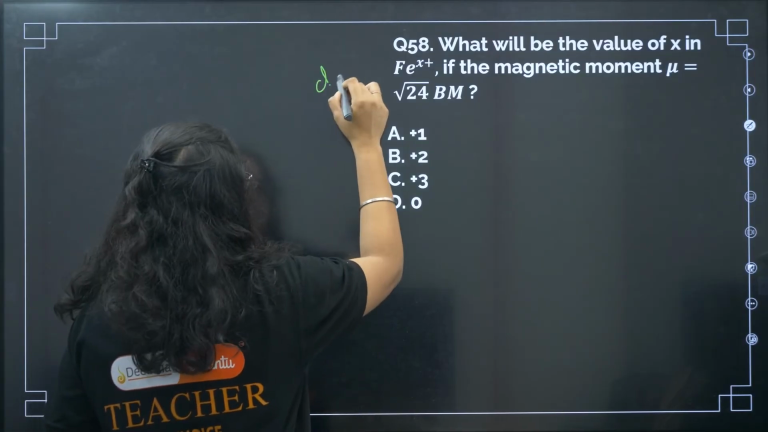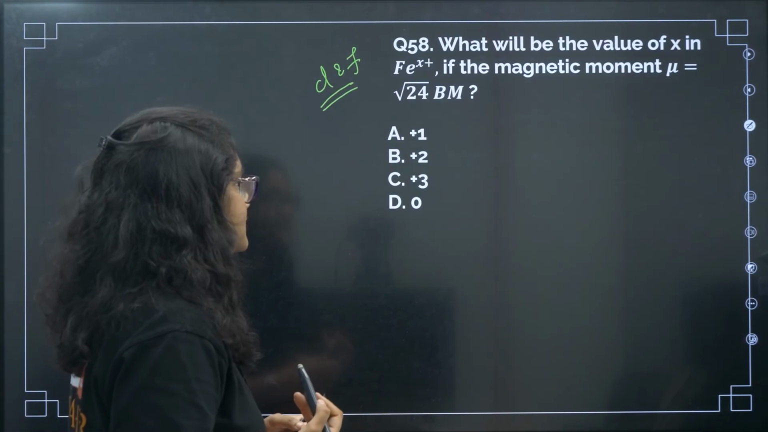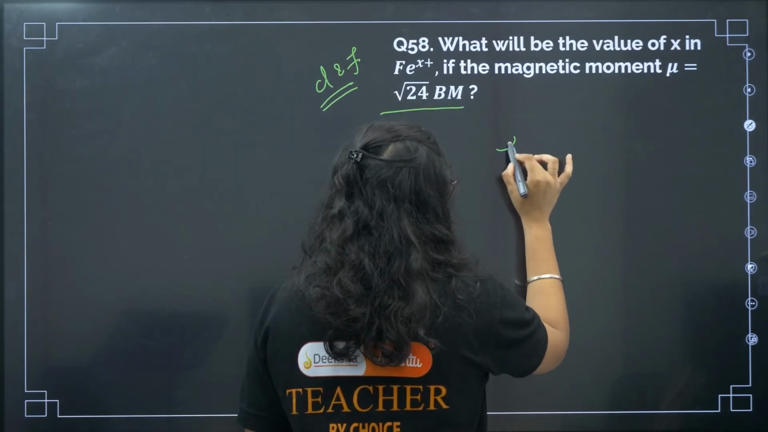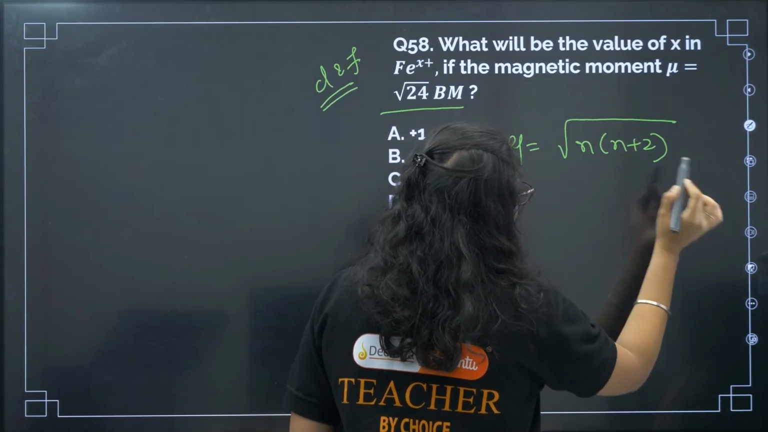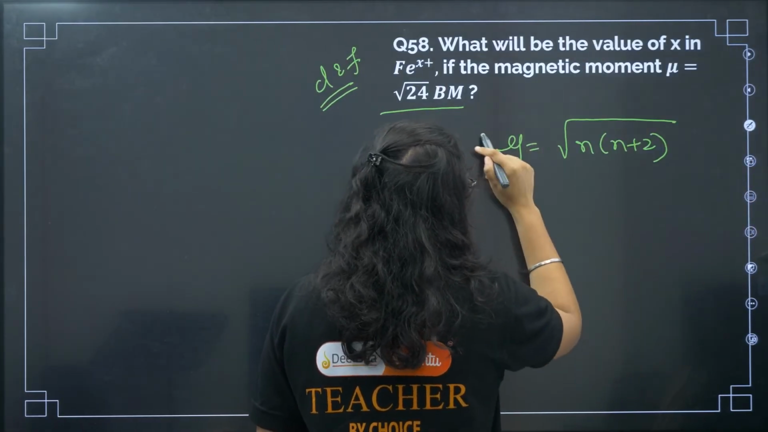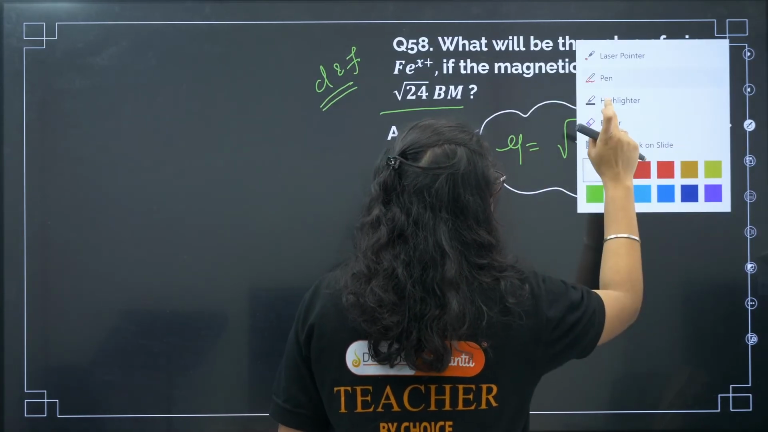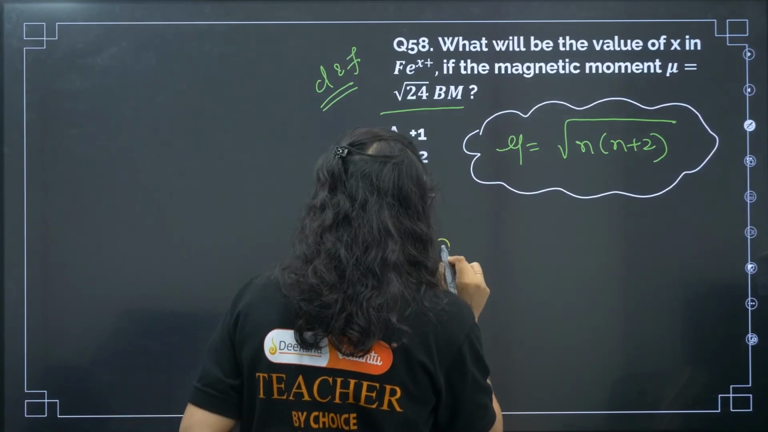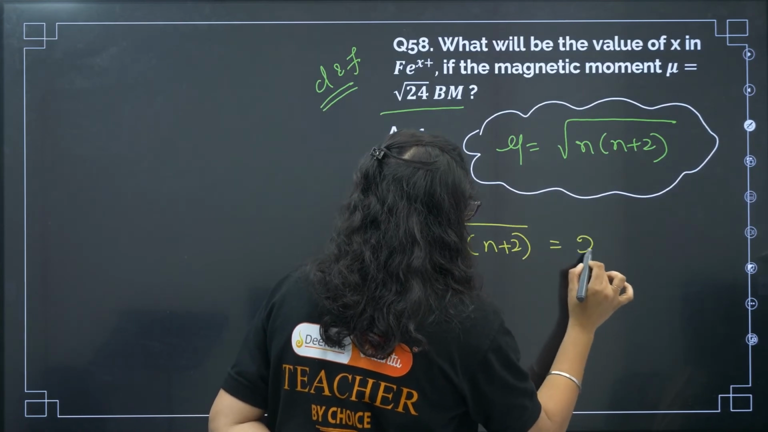Again, this question is from the d and f block, magnetic moment topic. What will be the value of x in Fe^x+ if the magnetic moment is given to you? This one. So we know the formula of magnetic moment, root over of n into n plus 2. If you do not remember this formula, let us note it down. Now, according to the question, root over of n into n plus 2 is root 24, right?